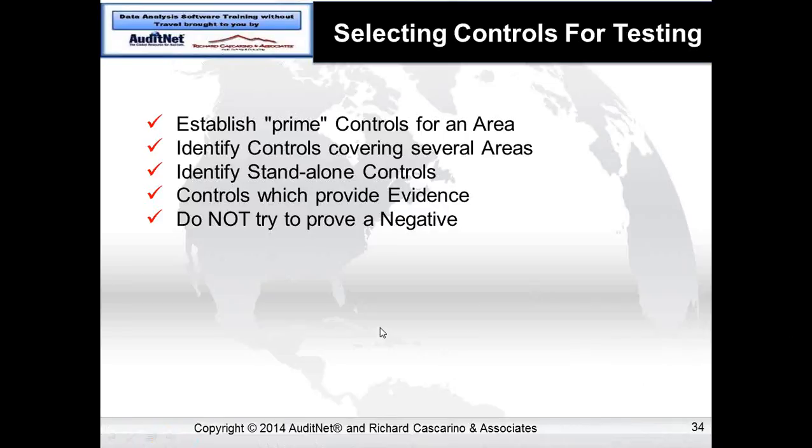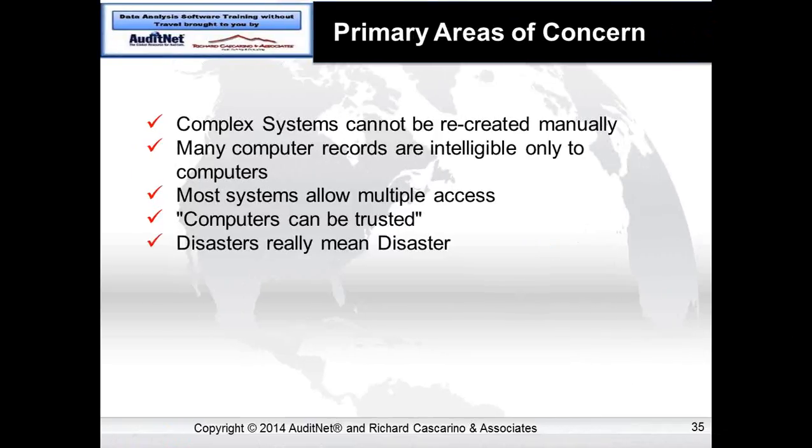Our primary areas of concern when we're dealing with this lot: complex systems cannot be recreated manually. If something goes wrong, you're in deep trouble. And for many organizations these days, there are no clerical records to check. There are no printouts to check. And the computer records that are there are intelligible only to computers. Now, most systems allow multiple access even if you're dealing in the cloud. You can run across the problem of the "computers can be trusted" syndrome.